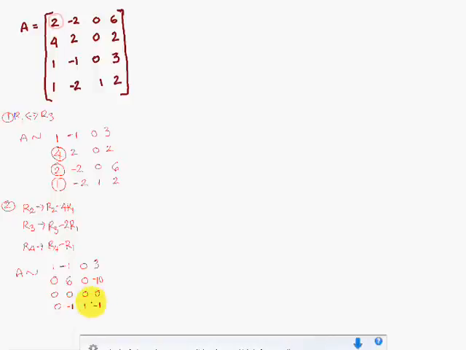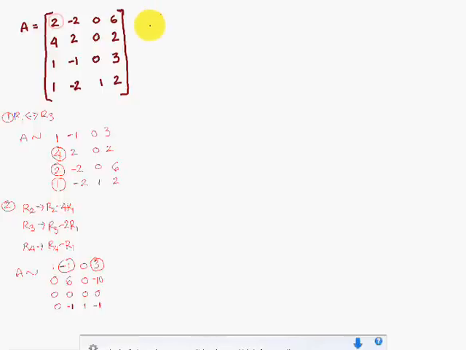Okay, so next what you have to do is I want to make these elements zeros. We have to convert into a normal form. That is nothing but you have to get a unit matrix of order 4 by 4 or 3 by 3 or 2 by 2. So that's why I want to make these two elements zeros. So now I am going to apply the column operations.